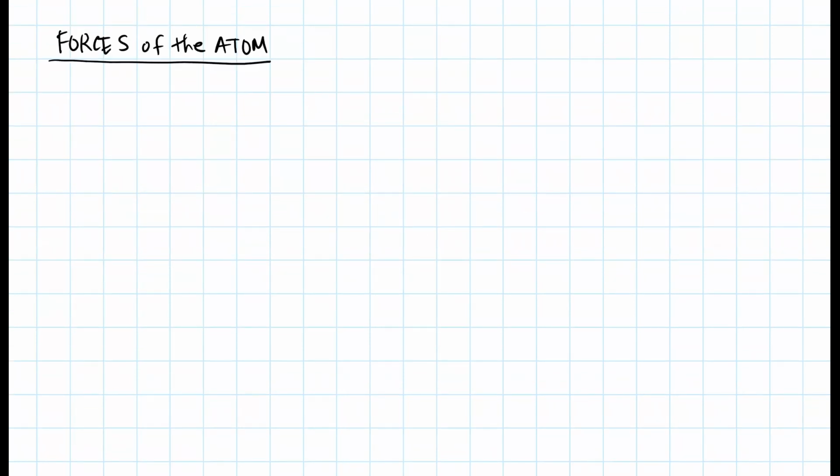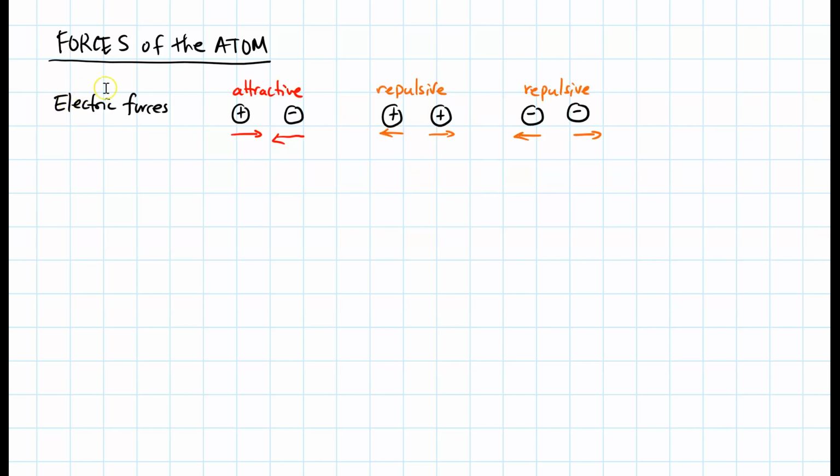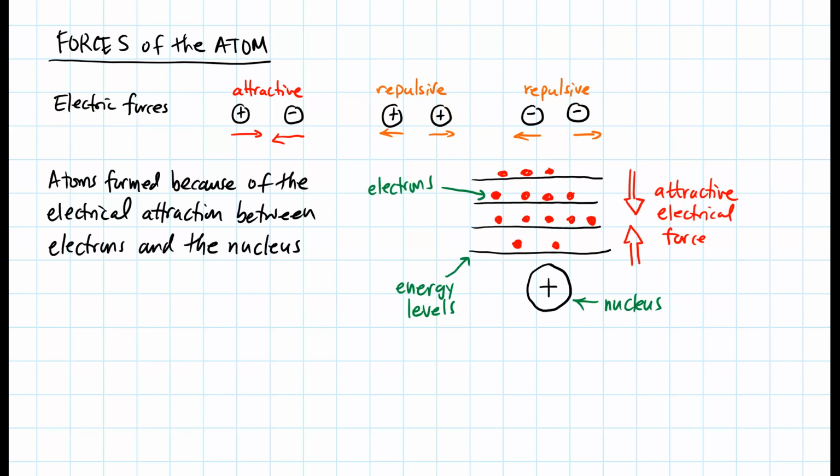In our last chapter, we looked at the role of the electric force in the atom. Here's what we found. If we had electric forces, there were attractive forces between positive and negative charges, and if we had 2 positive charges or 2 negative charges, these forces were repulsive. Atoms form because of the electrical attraction between electrons and protons. So with our quantum model, we have the nucleus, and we have the energy levels where the electrons live, and the electrons are depicted as these red dots, and these two feel this attractive electrical force.